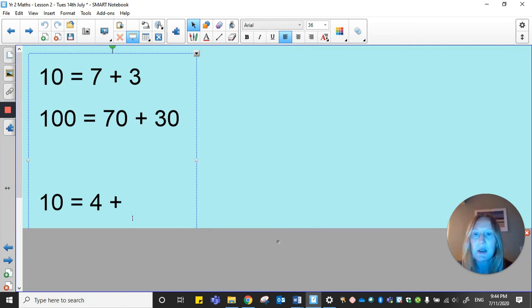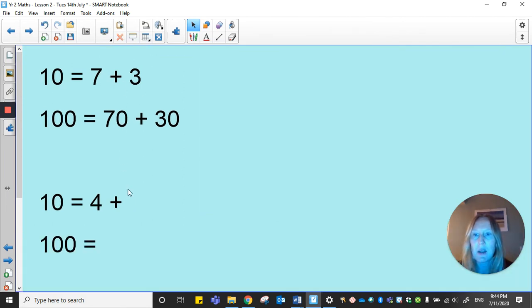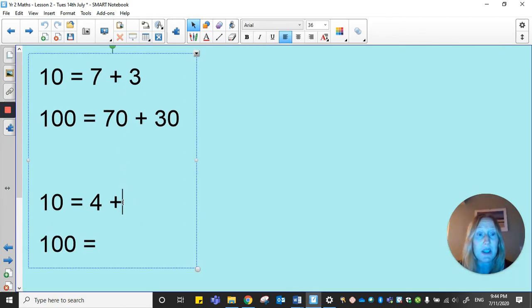So, number bonds to 10, 4 plus 6. So if we were going to use those to make number bonds to 100, we would have 40 plus 60. So just instead of having 4 ones and 6 ones, making 10 ones, we've got 4 tens plus 6 tens, giving us 10 tens, which is 100. Okay, let's do a couple more.